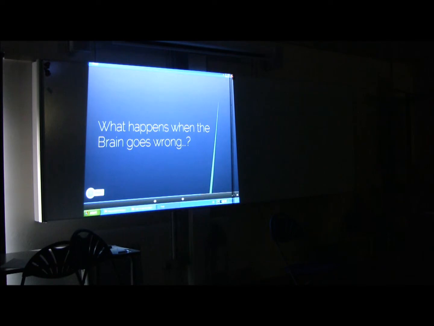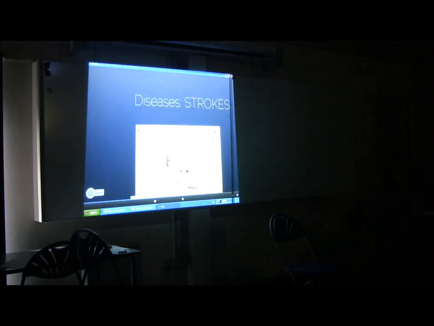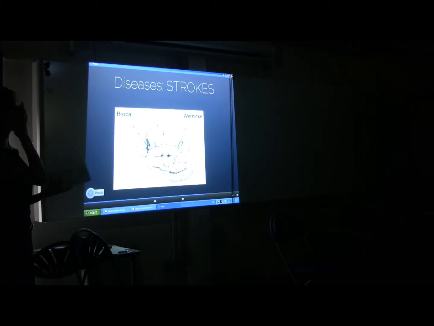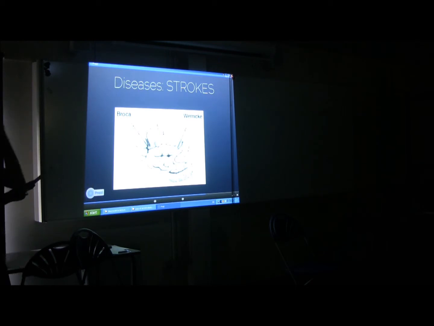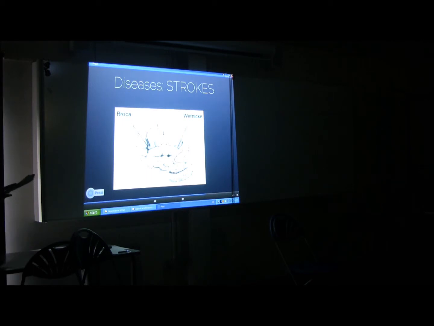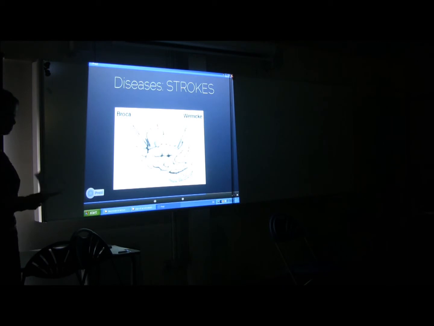So what happens when the brain goes wrong? If you have a stroke, your Broca's area and your Wernicke's area are severely damaged. And when you have a stroke, 80% of the impact is on your frontal lobe. Your frontal lobe allows you to talk, so obviously if you have a stroke, you lose that ability and your speech becomes slurred.